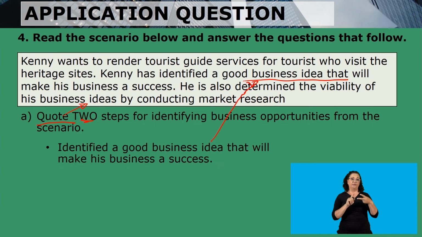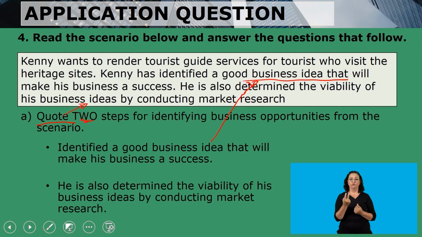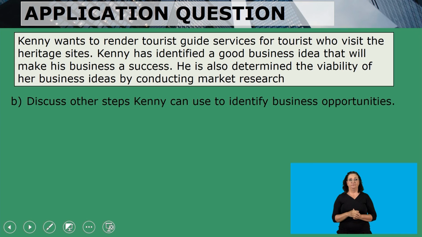So what is the second thing that Kenny did to identify a business opportunity? I hope you've spotted it already. Let's see. He also determined the viability of his business idea by conducting a market research. All right, we can now go to the second question. It says, discuss other steps Kenny can use to identify business opportunities. Now, don't forget, the minute the question says other, it means other than the ones that we've mentioned in the previous question.